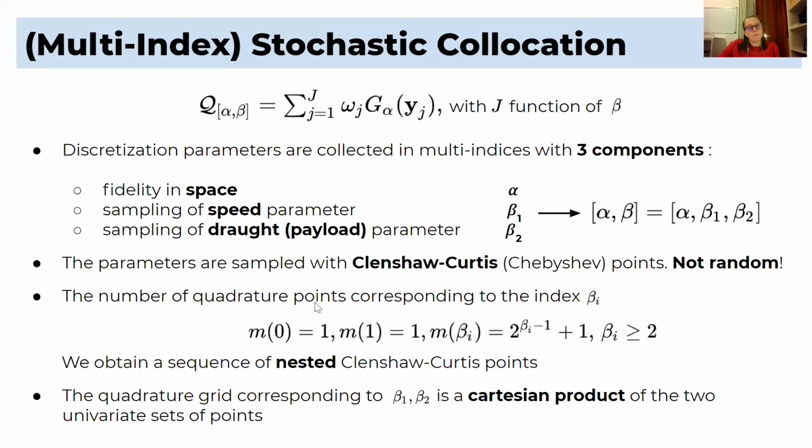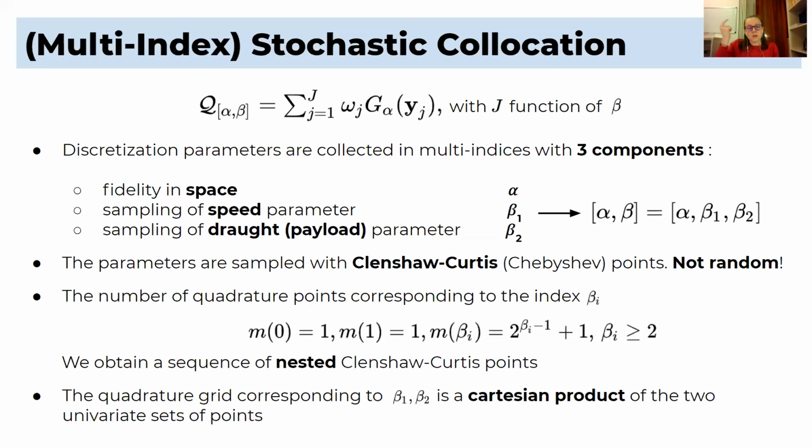So basically, when beta is equal to 0, we take one sampling point. When beta is equal to 1, we take one sampling point. And then starting from 2, we follow the rule 2 to the power of beta_i minus 1, plus 1. So this means that when beta_i is equal to 2, we would sample 3, then we would sample 5 points, and so on. So we get a sequence of Clenshaw-Curtis points, and the point is that this sequence is nested.